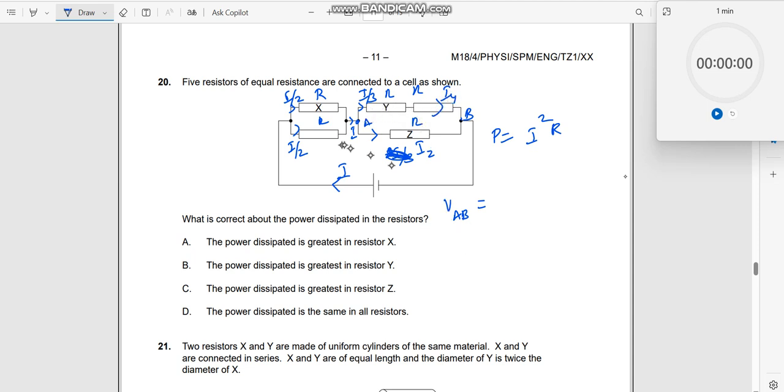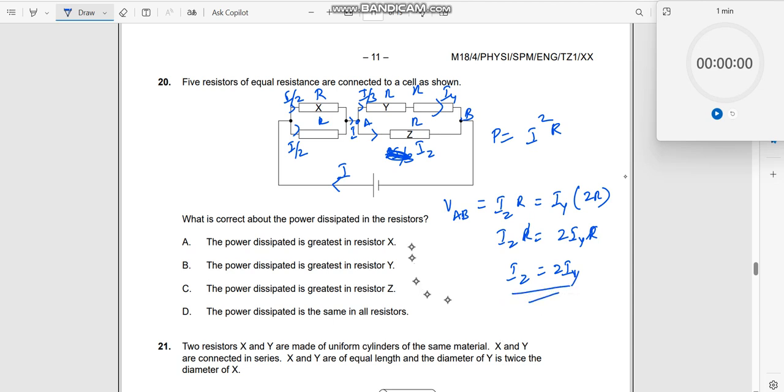So VAB is equal to IZ into R, where I have applied Ohm's law here. I will also apply Ohm's law over here. This will be equal to IY into 2 times R, since these two resistors are in series. So if I equate this, IZ R is equal to 2 times IY into R. R and R go away, I get IZ equal to 2 times IY. Which means, if the current passing over here is 1 ampere, here it will be 2 amperes. That's what I said.